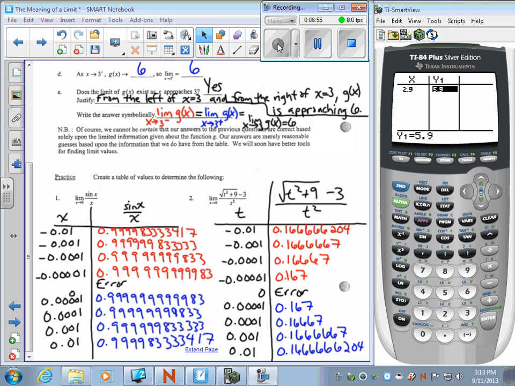So to answer the question in number 1, it looks like our limit is approaching 1. And in the second one, it looks like our limit is approaching 0.167. And I'm fairly confident in those 2 values. I would have also taken, in the second one, 0.17. Moving on to the next page.